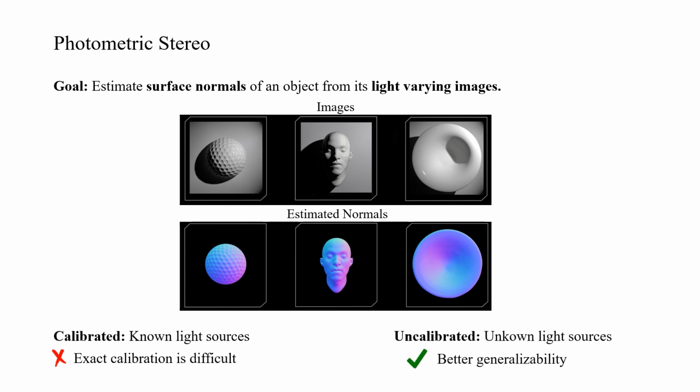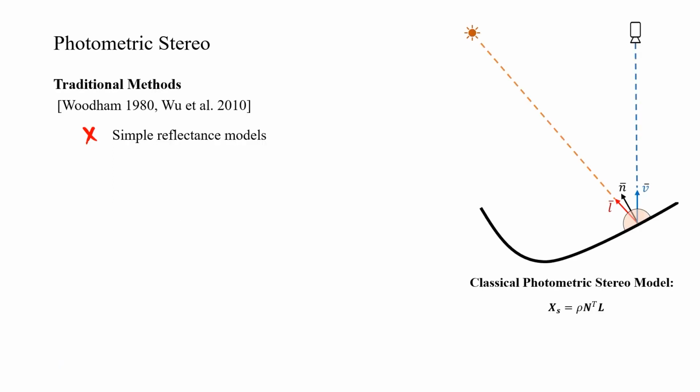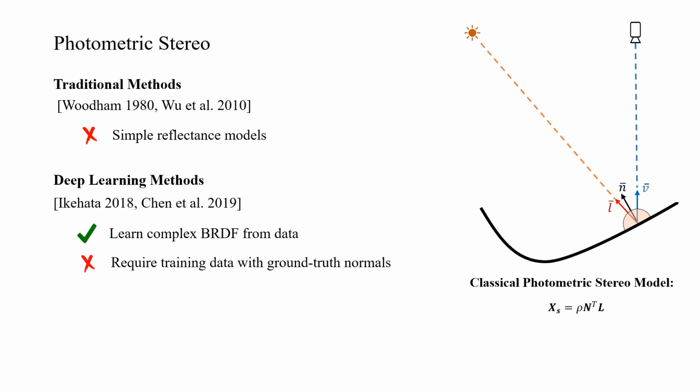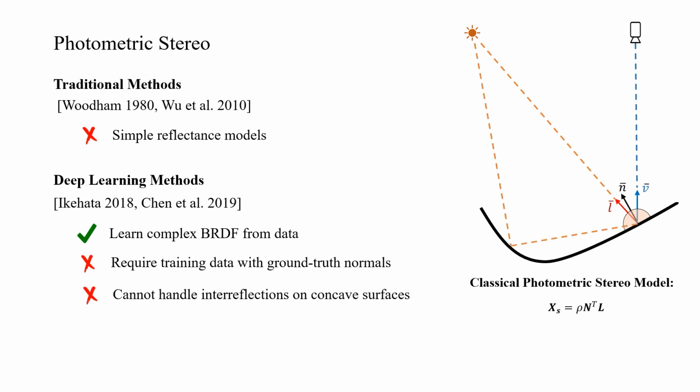On the other hand, uncalibrated photometric stereo estimates surface normals from images with unknown light sources, which makes it more suitable for general usage. Traditional methods in this field rely on simple reflectance models, such as the Lambertian model. Recently, deep learning has shown remarkable results by learning complex BRDF from data. However, deep networks require training with ground truth normals, which are extremely difficult to acquire. Moreover, they consider only the light due to the primary source. For this reason, they cannot handle interreflections on concave surfaces.